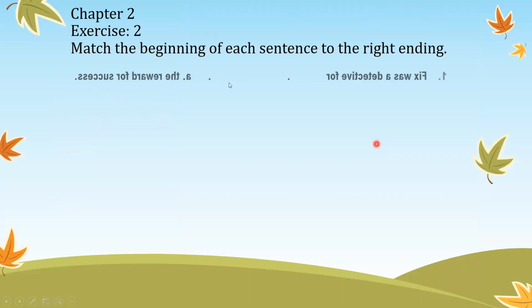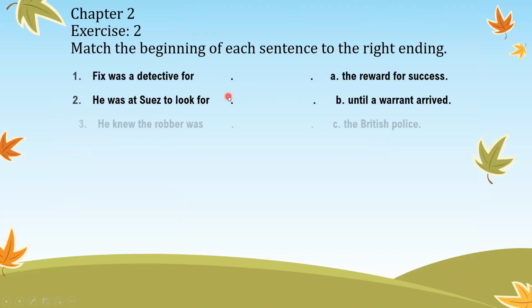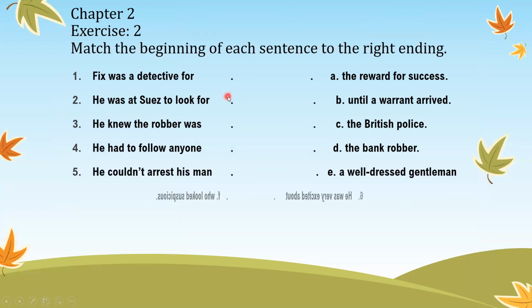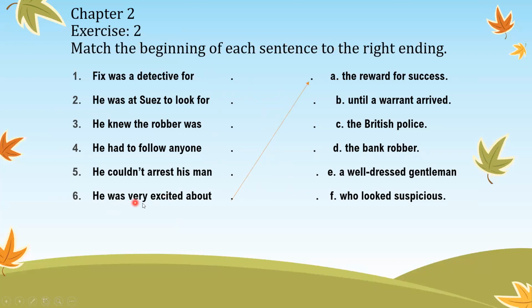The question here is: match the beginning of each sentence to the right ending. In total, we have 6 sentences. Now we have to end them, we will make them end. Now look, this is, he was very excited about, now A, the reward for success. Now this is number two. We have the student. Fix was a detective for the British police. Now A is just with C.